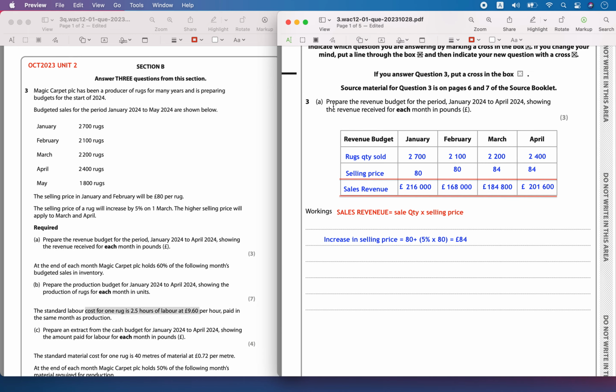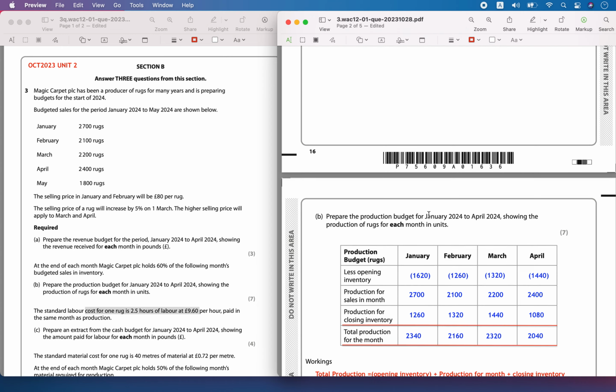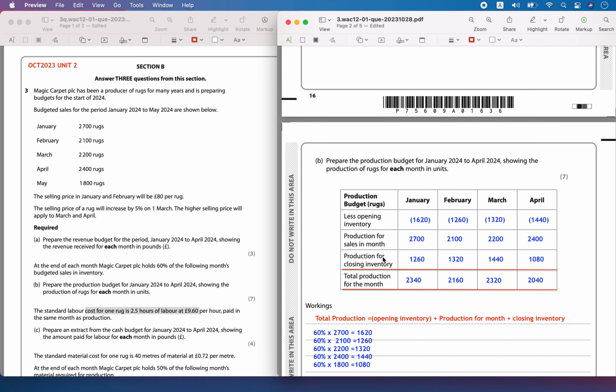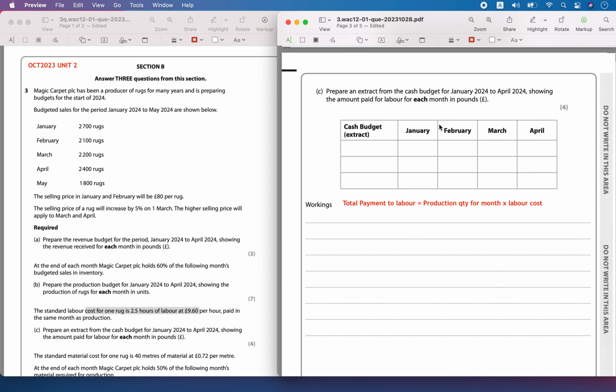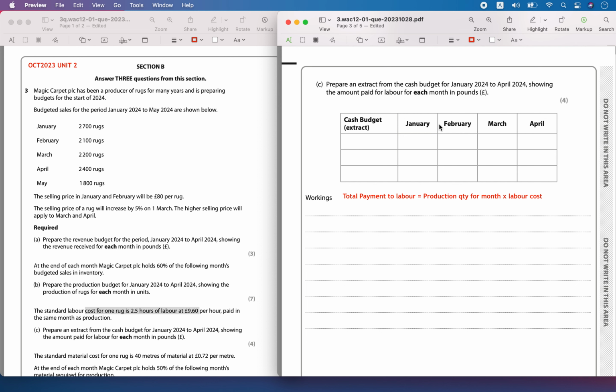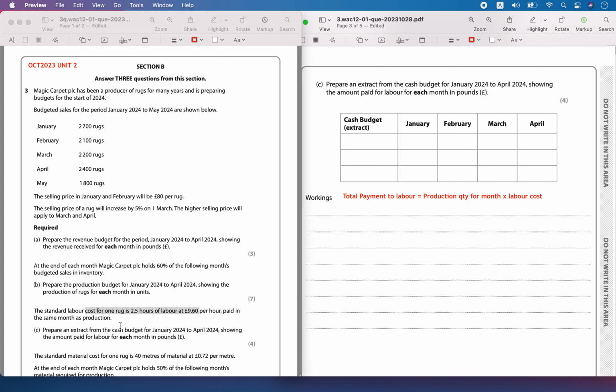In the first two parts we had prepared the projected revenue that is going to be made by the business, and the amount of production they have to do in order to achieve that sales quantity. The third part is to prepare the cash budget for the labor payments. Now here they have given additional information.